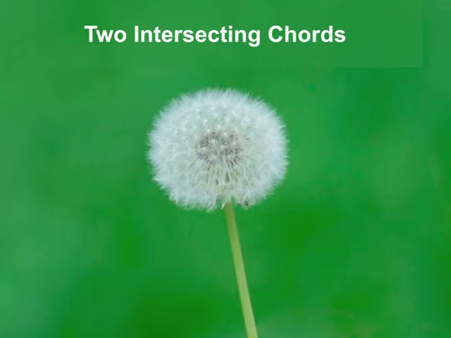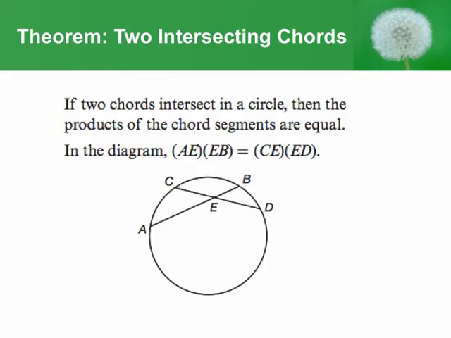Let's look at two intersecting chords of a circle. There's a theorem that says if two chords intersect in a circle, then the product of the chord segments are equal. So in the diagram that's given, we know by this theorem that AE times EB will equal CE times ED.